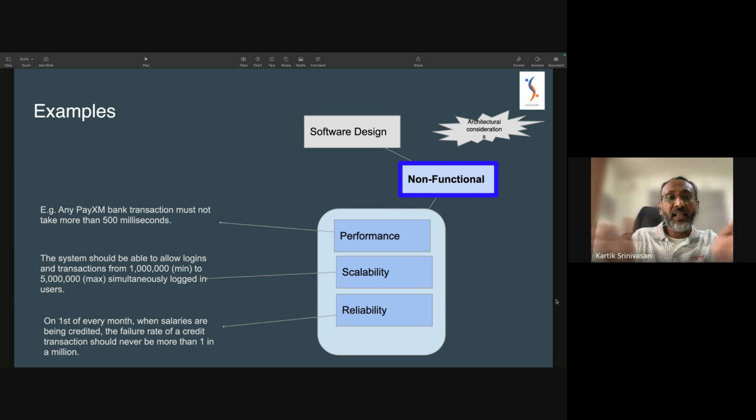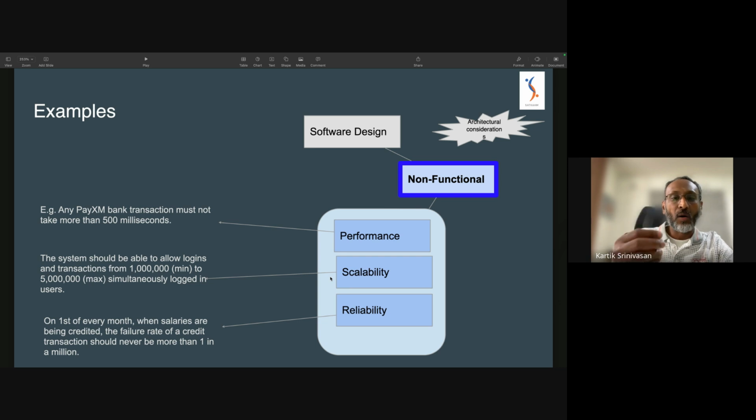that on any given day, at least 1 million users are logged in simultaneously doing transactions on the online SBI system or online HDFC system. And the system should be able to go between that minimum of 1 million to a maximum of 5 million simultaneously logged in users at any given point in time. So that's a measure of scalability.